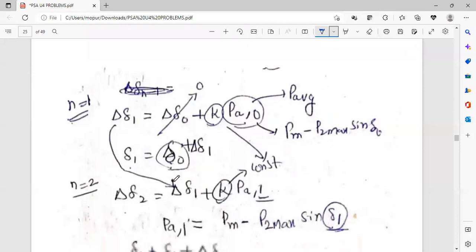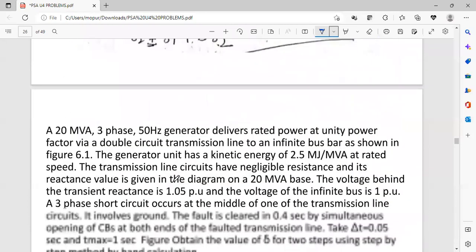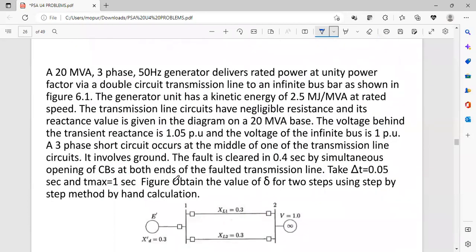After getting del n, let me show you. Now this is the same problem which we had discussed in the previous case. But the only change in this problem is that they have given 50 hertz as the frequency.